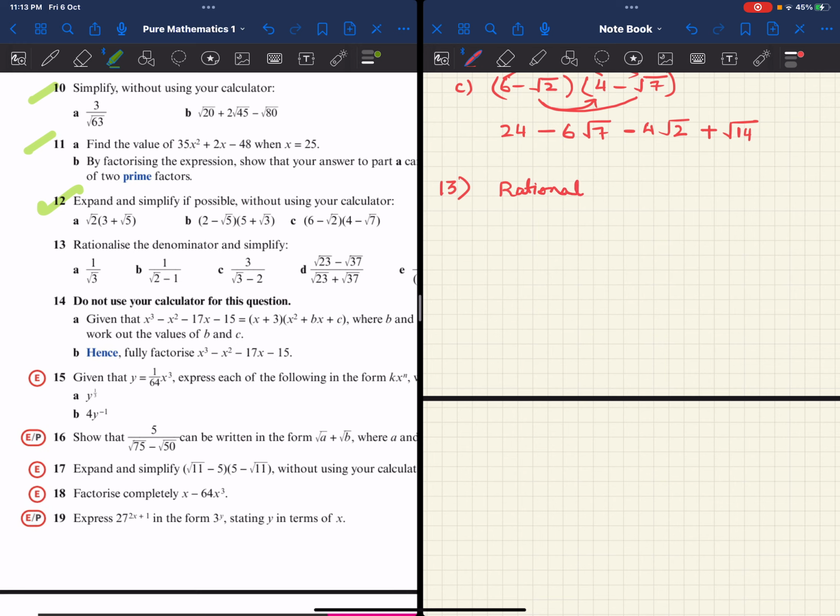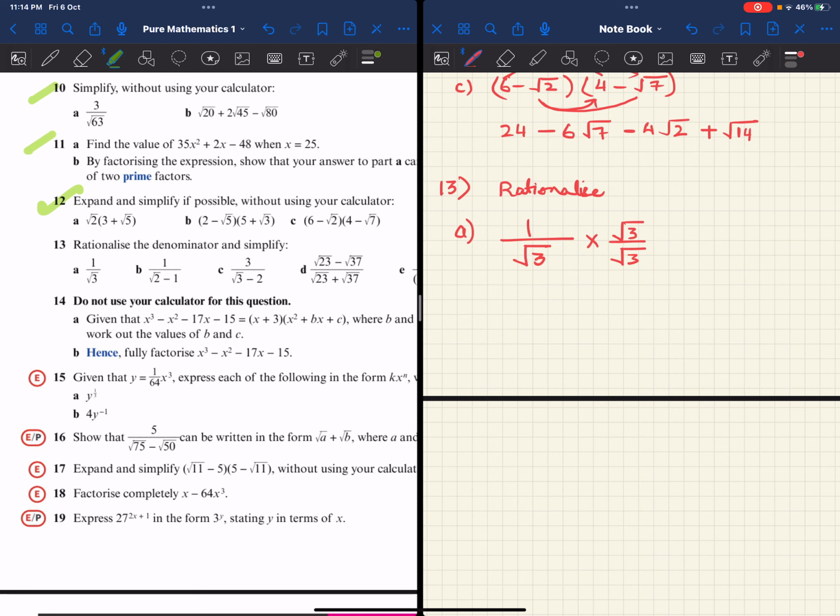Now, rationalizing the denominator means that there should be no root sign or no surd in the denominator without changing the actual value of the question. So we have our question 1 upon root 3. We need to get rid of the root sign in the denominator without actually changing the value of the question. So if we have root 3 in the denominator, we can multiply top and bottom by root 3.